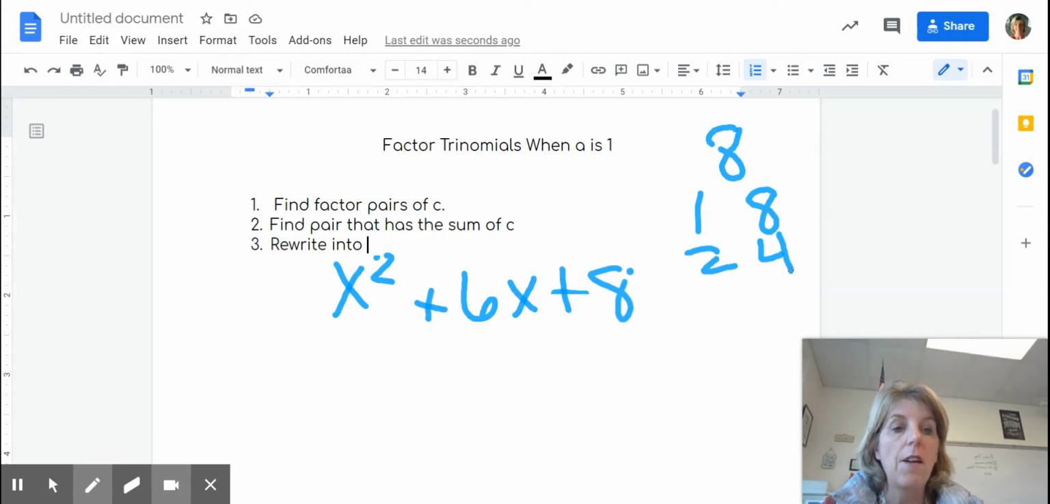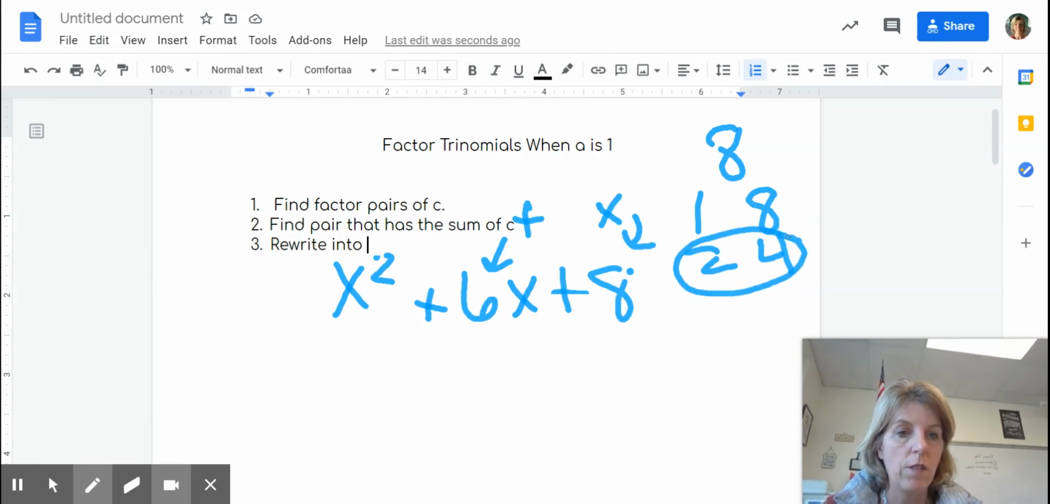Okay. Now I have to find a pair. It has to multiply to C, but it has to add to B. So it multiplies to C. All of these do. 1 and 8 does, 2 and 4 does. What adds to B? 2 and 4, right? 2 times 4 is 8, but 2 plus 4 is 6.